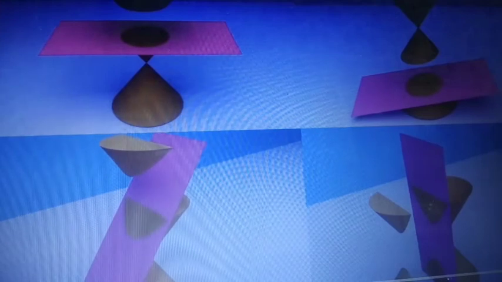So what we saw here was we can get 4 different shapes by the same double cone when we cut it at 4 different angles. And that is why all these 4 shapes are collectively called the conic sections.